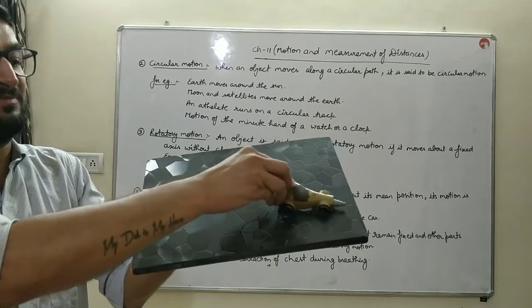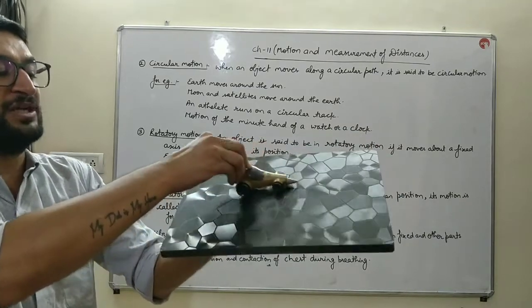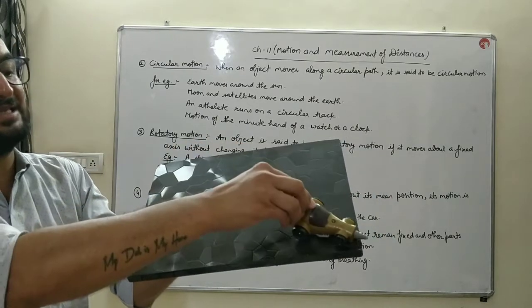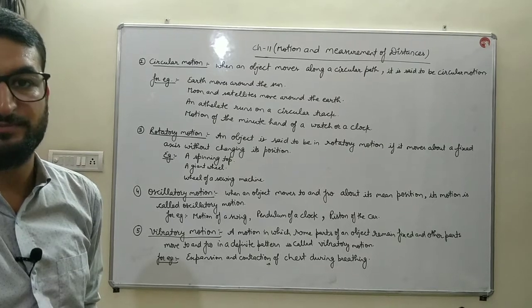curvilinear motion. This path is a curvilinear path. This is a curved path. And the motion of an object along a curved path is known as curvilinear motion.